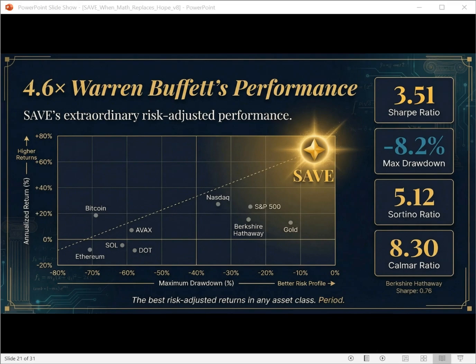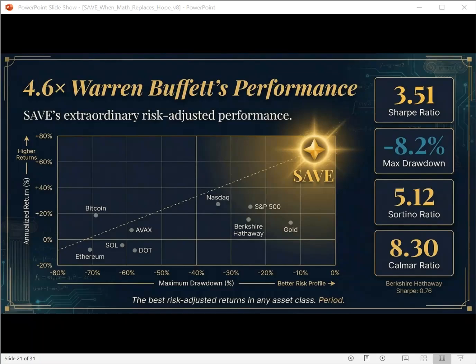So the raw returns are easy to cherry pick, but risk-adjusted returns are not. The Sharpe ratio measures return per unit of risk. Warren Buffett, widely considered the greatest investor in history, has a lifetime Sharpe ratio of 0.76. SAVE's 3-year backtested Sharpe is 3.51. That is 4.6 times Buffett's.